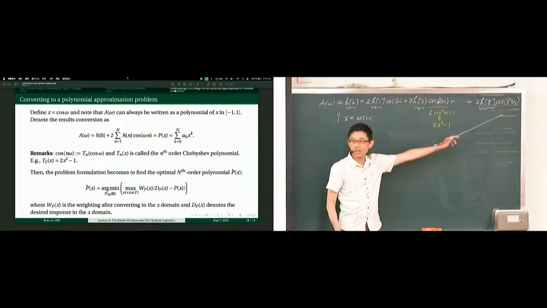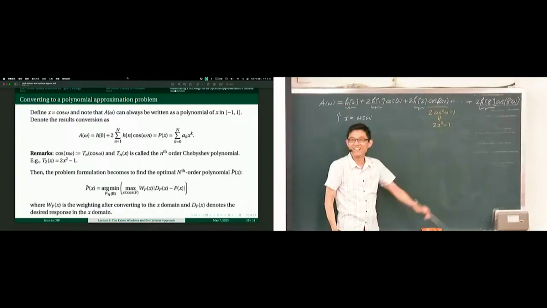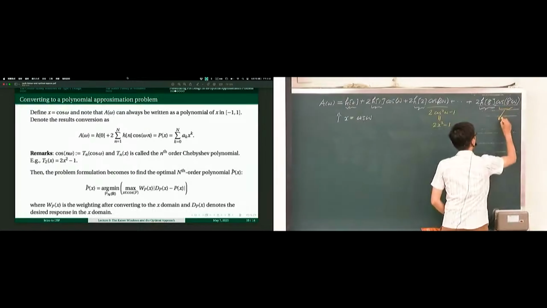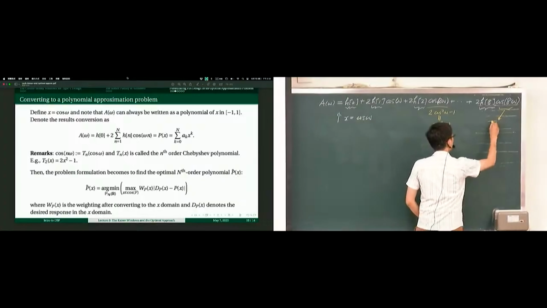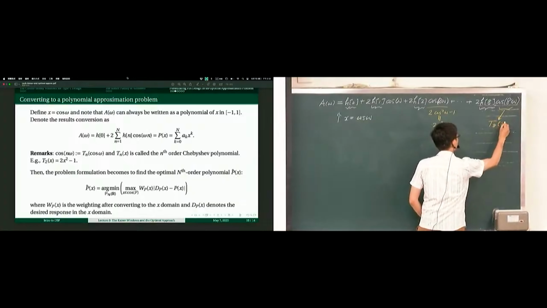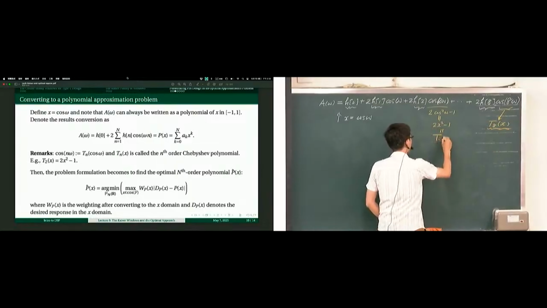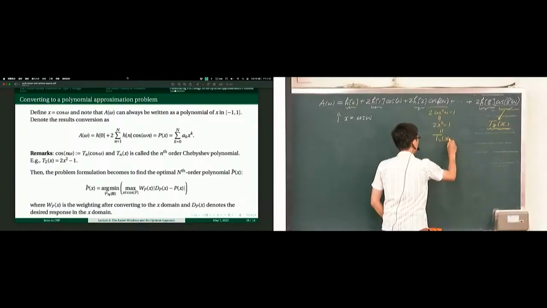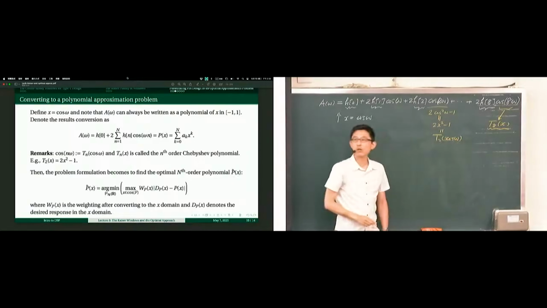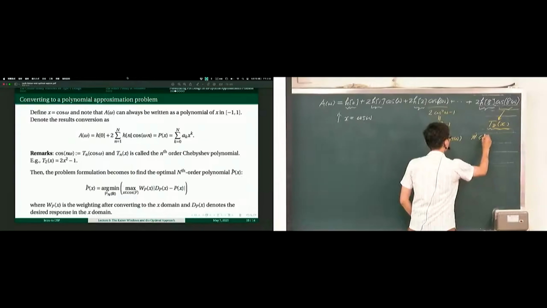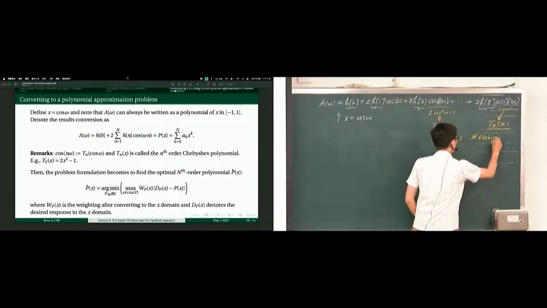Can anybody tell me what is cosine 8 omega? In principle, that can be figured out using a computer script, and you can just replace this with a polynomial. Let's denote the polynomial as T8 of x. Actually, these polynomials are called the Chebyshev polynomials. They even have their own names. Just for your information, so it can be done.